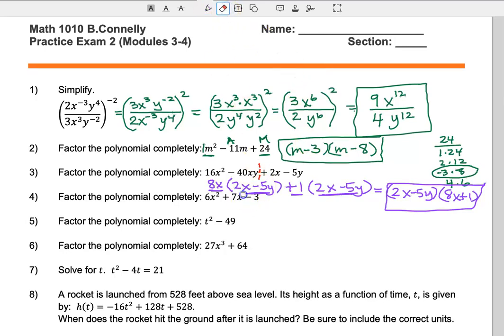All right, let's keep looking at more factoring here. So on this one, our leading coefficient is not 1. So we've got to look at this a little bit differently. And we've got to think, okay, I've got to multiply these two numbers together now, the first and that last number. So 6 times negative 3 is negative 18. So on this one, I'm trying to think what multiplies to be negative 18 that adds to be 7.